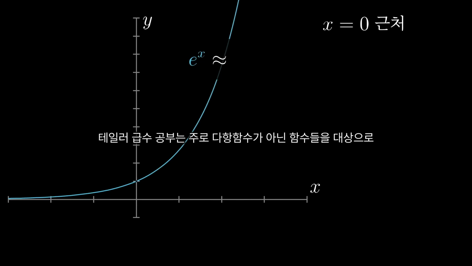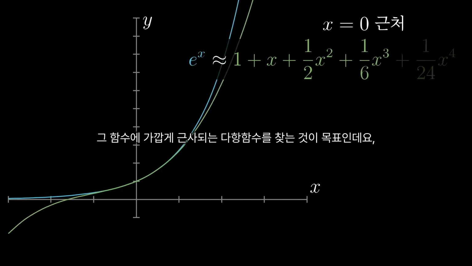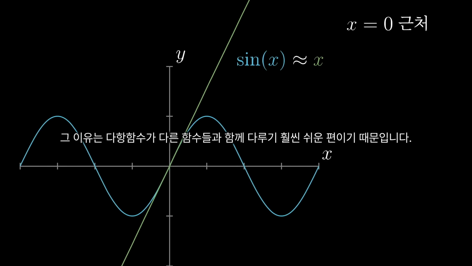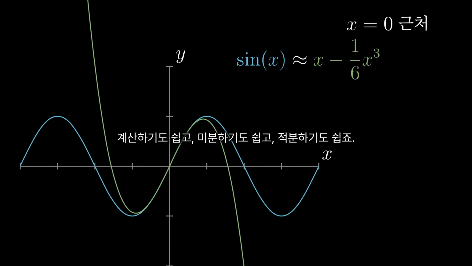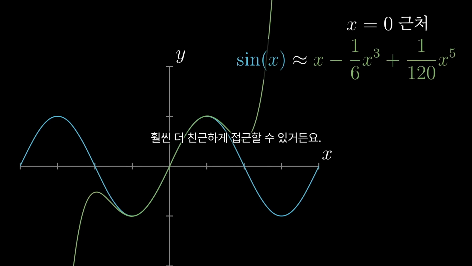The study of Taylor series is largely about taking non-polynomial functions and finding polynomials that approximate them near some input. And the motive here is that polynomials tend to be much easier to deal with than other functions. They're easier to compute, easier to take derivatives, easier to integrate, just all around more friendly.